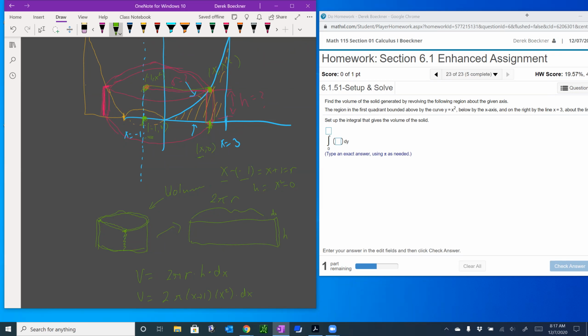Could you go over where the bottom one came from again? This one? The one below that.